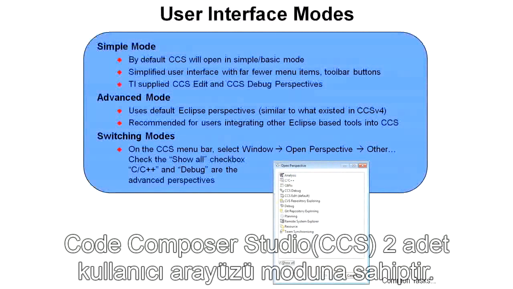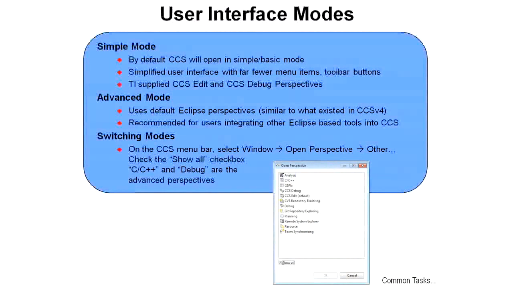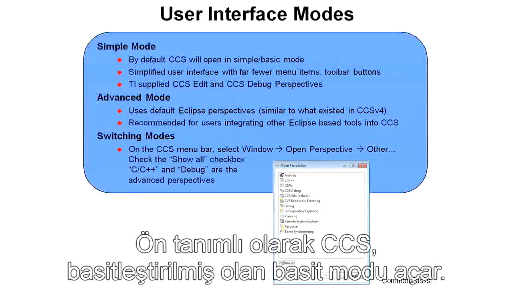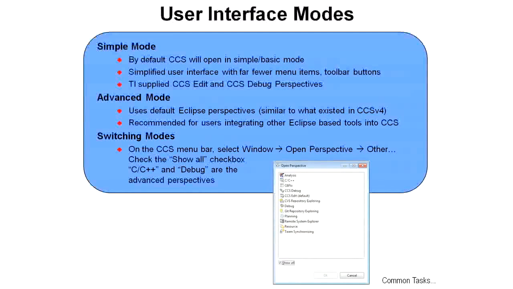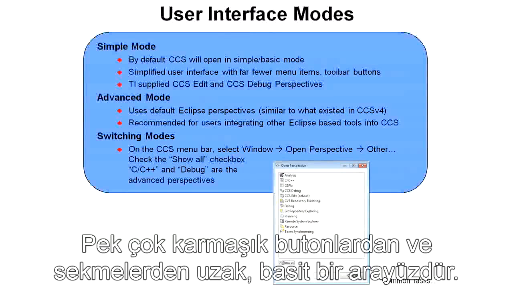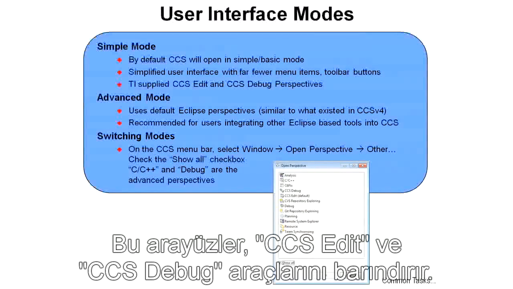It's a $99 a year subscription fee for maintenance. Code Composer Studio has two user interface modes. First is a simple mode. By default, CCS opens up in a simple basic mode. It's a simplified user interface to the standard Eclipse perspective with far fewer menu items and toolbar buttons. TI supplies these perspectives called CCS Edit and CCS Debug to the tool.